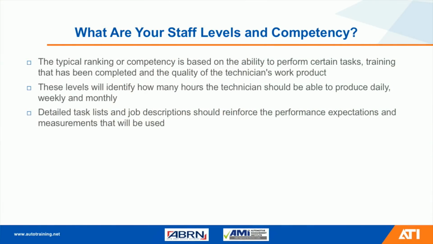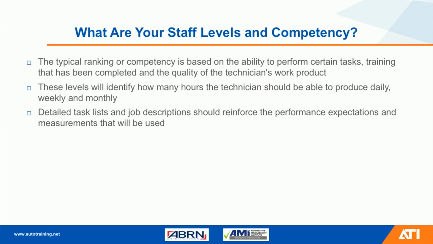The typical ranking or competency is based on these certain things that we look at. So tasks, what are the specifics that we're looking for them to do? And then the training that's been completed, how well have they been trained to effectively meet the obligations of the tasks? And then the final thing is, have we viewed and validated that their work product can produce in the quality levels that we're looking for? So these levels will identify how many hours the technician should be able to produce, and again, daily, weekly, monthly, however, or whichever of those metrics you're using.